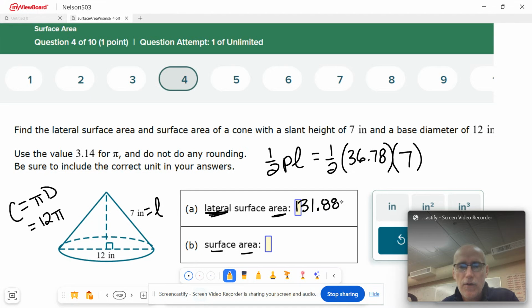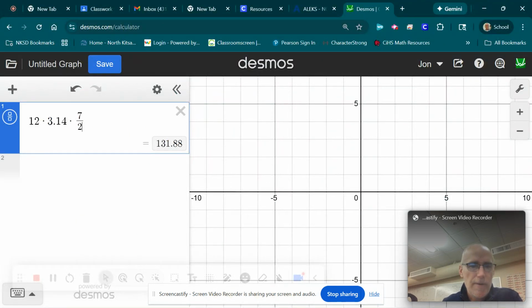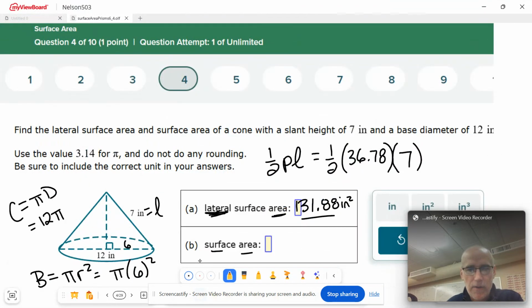131.88, and then you're going to want square inches because we're talking about an area. Now I'm going to take that number and I'm going to add the area of the base. The area of the base is pi r squared, right? So I go pi times 6 squared because the radius is only 6 long if the diameter is 12, right? So let's jump back over here, and I jump over to the right, and I go plus 36 times 3.14, and I get 244.92 square inches. All right?